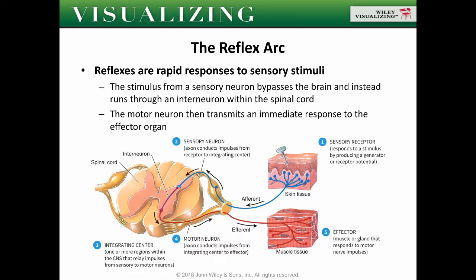Reflexes are rapid responses to sensory stimuli. The stimulus from a sensory neuron bypasses the brain and instead runs through an interneuron within the spinal cord. The motor neuron then transmits an immediate response to that effector organ.